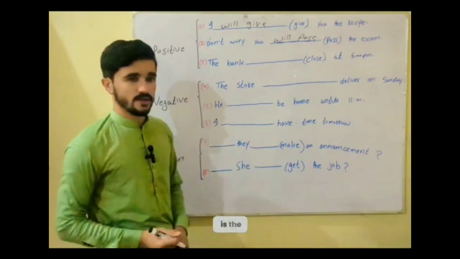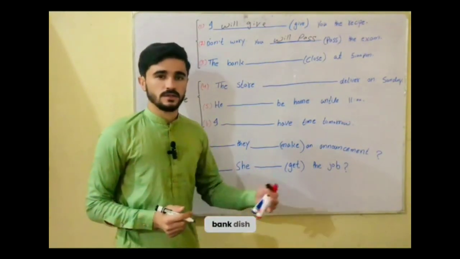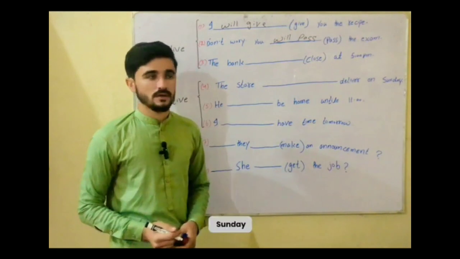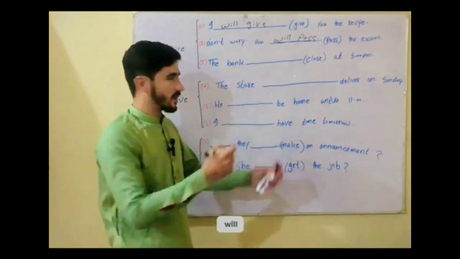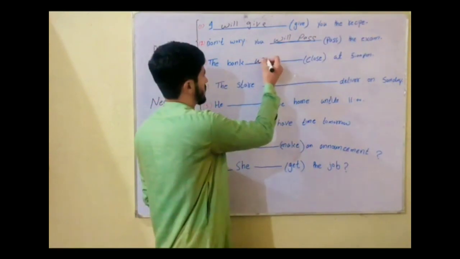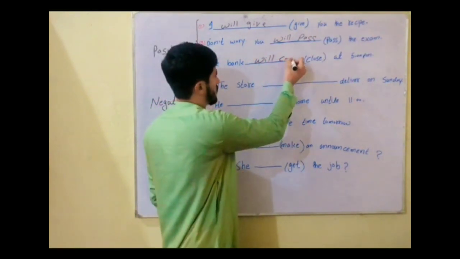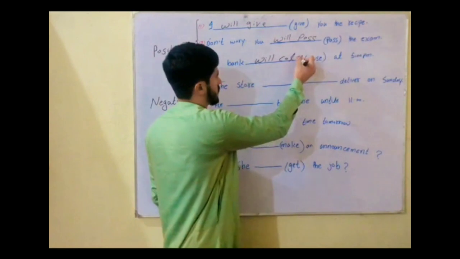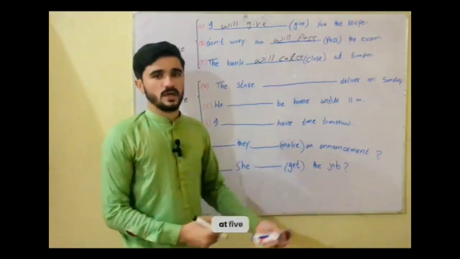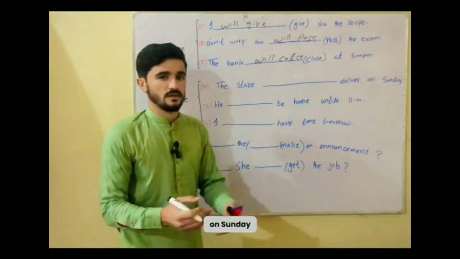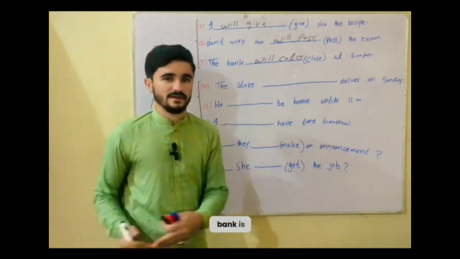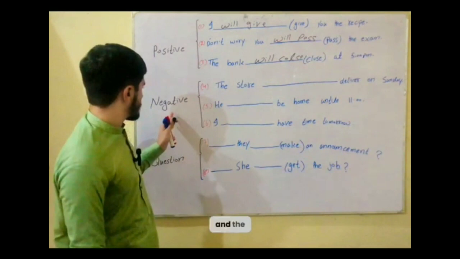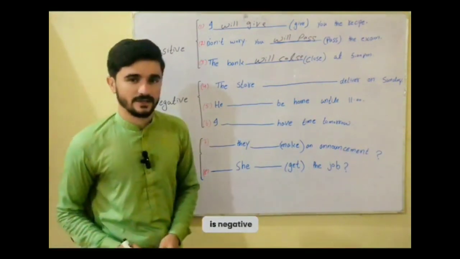And the third one is: "The bank dash closed on Sunday." The bank will close at 5 p.m. on Sunday, on Saturday, when the day the bank is off. No spelling mistakes. And the second one is negative.